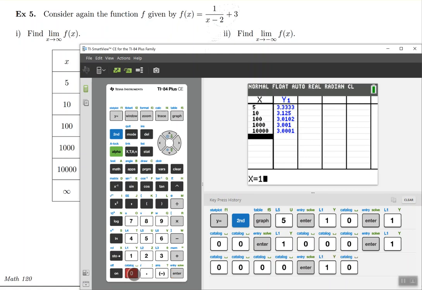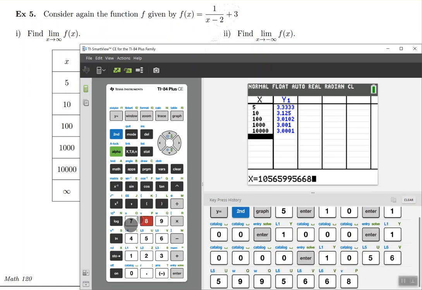So if I put something ridiculously large, like something random but really, really big, because x is going to infinity, I'm allowed to do that. I can pick any x that I want, as big as I want it to be. And you'll notice that eventually the number turns out to be 3.